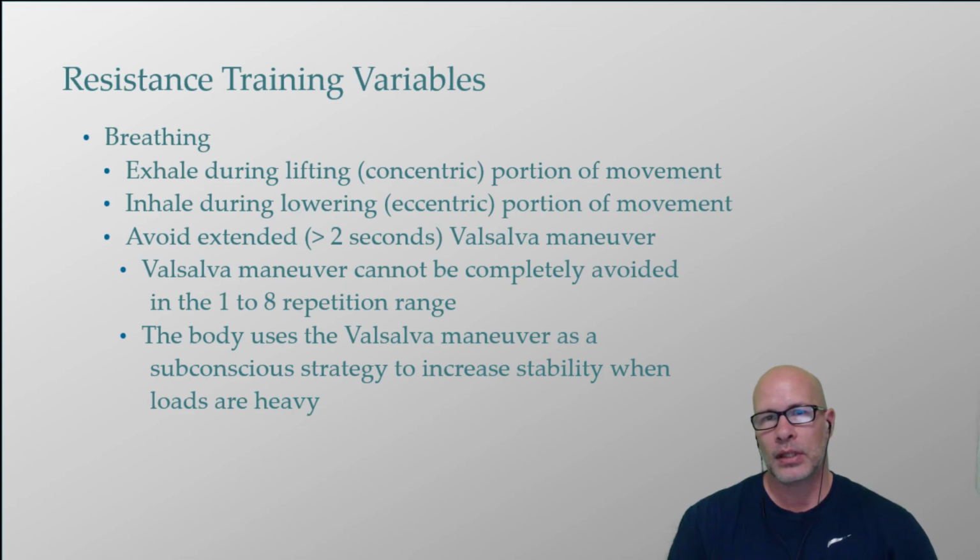Because when that happens, that's when you increase intrathoracic pressure, which significantly increases blood pressure, and in some situations can be dangerous. But the truth is that when you're in the 1 to 8 repetition range, it's pretty much impossible to avoid Valsalva. It's actually a strategy your body uses as a way to increase stability. So in that case, the main thing to understand is that if Valsalva does occur, you want to keep it to 2 seconds or less.